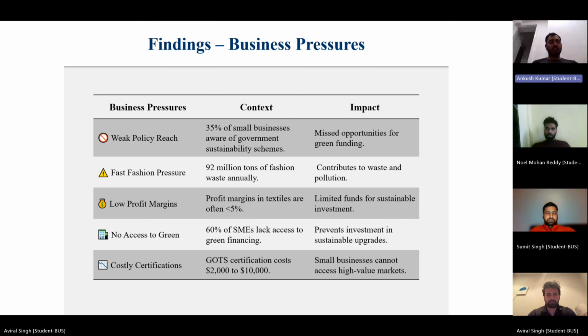Hi, my name is Ankush Kumar and my student ID is 220844229. I'll be explaining the business pressures faced by SMEs, examples of best practices, and our short-term recommendations.